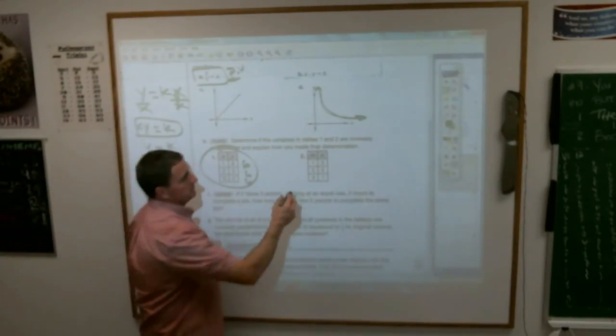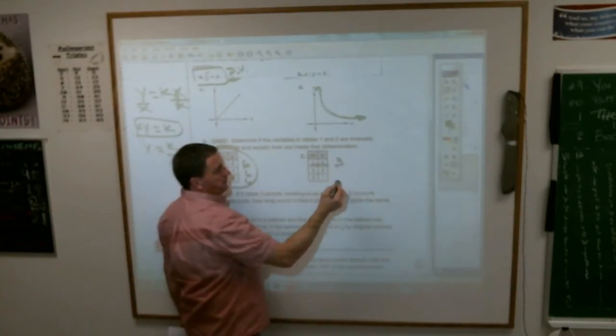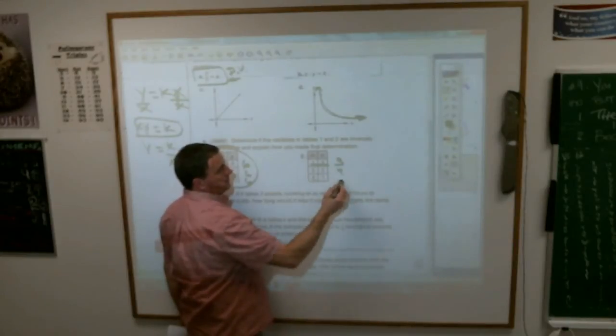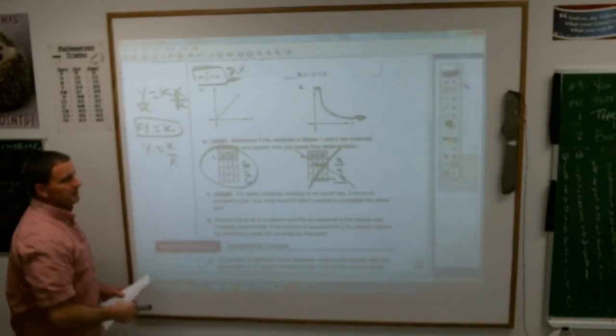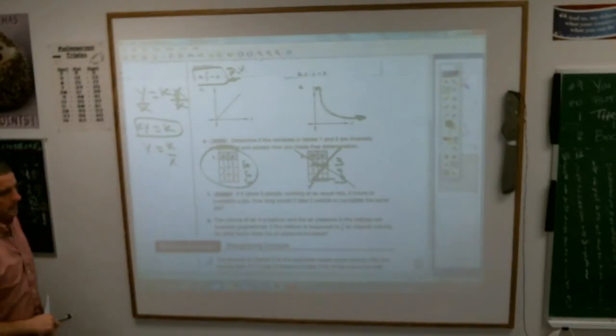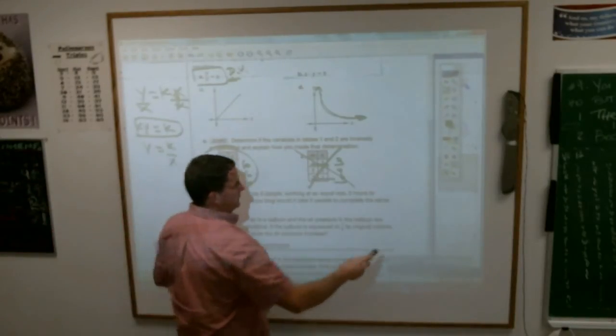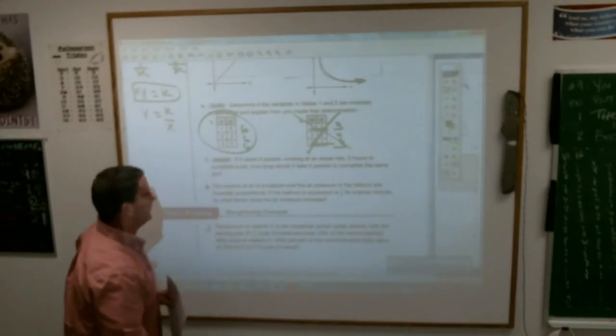Look at this one. 1 times 3, 3. 2 times 2, 4. 3 times 1, 3. Not inversely proportional, because they don't have the same constant of proportionality.